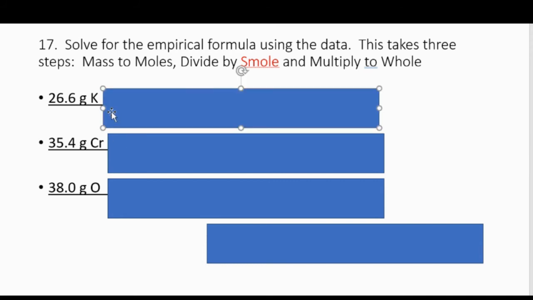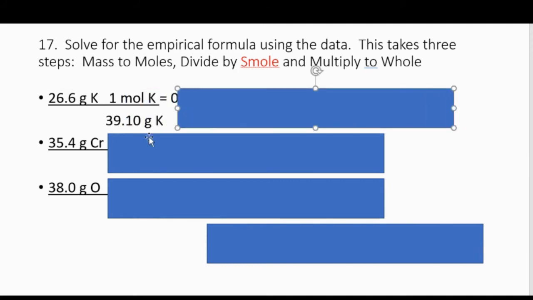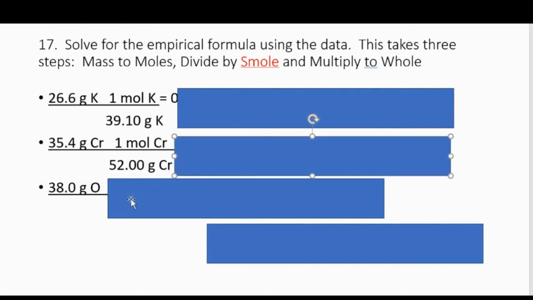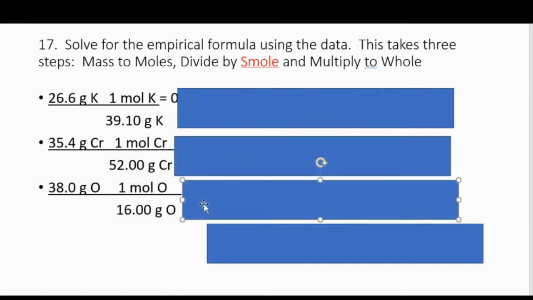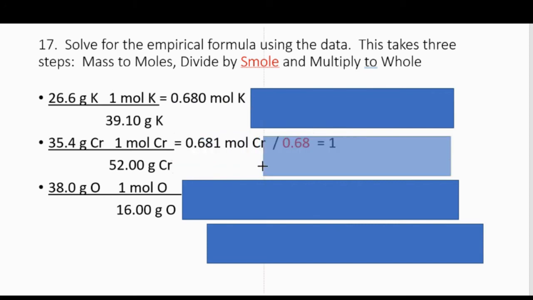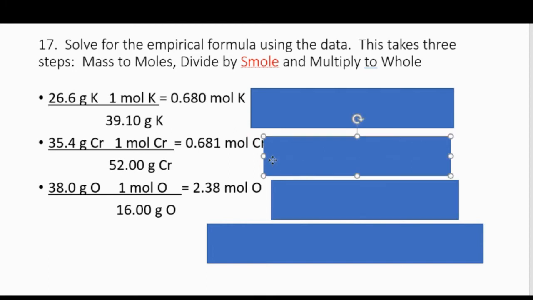So first I take the data and I do the mass to moles. And this is just taking the mass and using the periodic table and converting it to moles. All right? And each one's going to be a little bit different. That's okay.